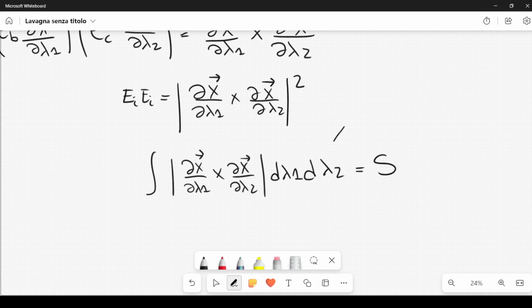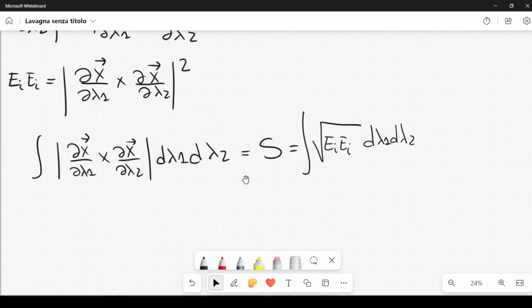So this comes from multivariable calculus, and basically this means that you can rewrite the surface area as the integral of the square root of E_i E_i, d lambda 1 d lambda 2, which is something that we have already seen in the previous video, where E_i was quantized, and we saw that E_i E_i under the square root plays the role of the area operator. So we have the area operator.